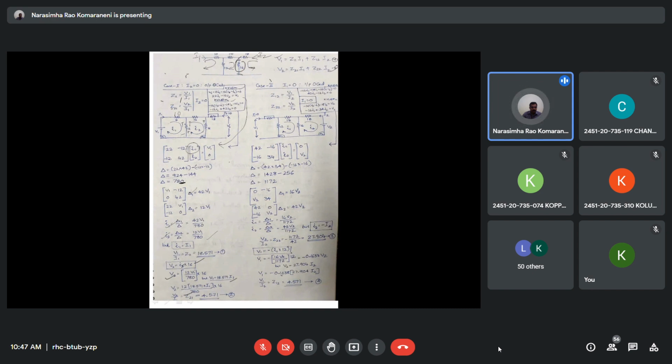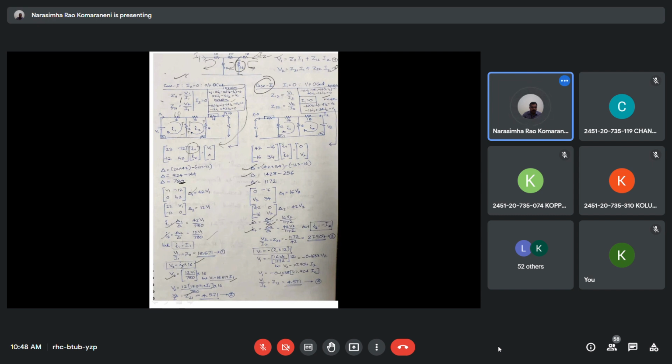Similarly, case 2. What is case 2? When I1 is 0, when port 1 current is 0. Same procedure: apply KVL at these two loops, the rightmost loops, and you will get these equations. If you arrange them in matrix form, you will get this one. Again, same method: find the delta value, then delta 1 and delta 2. I1 equal to delta 1 by delta and I2 equal to delta 2 by delta.